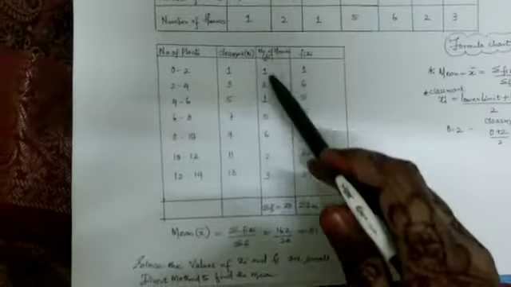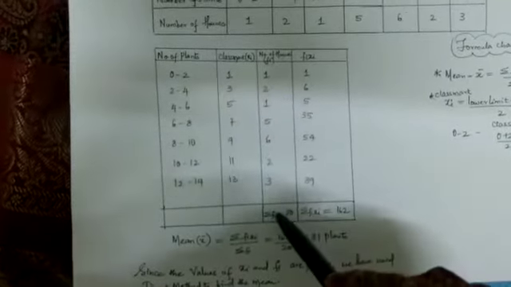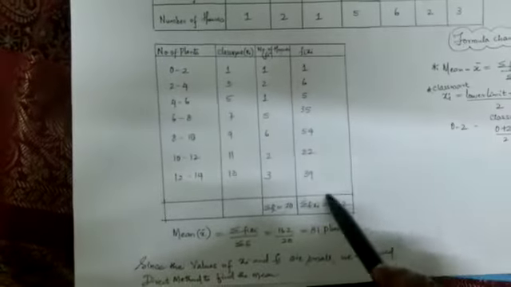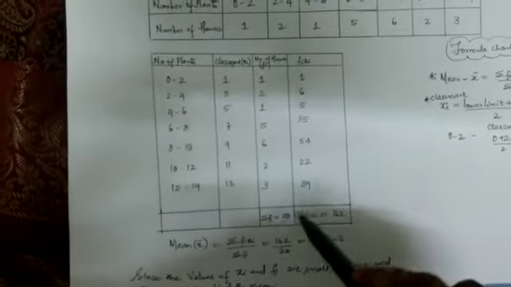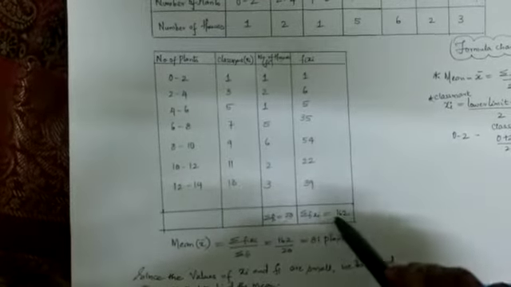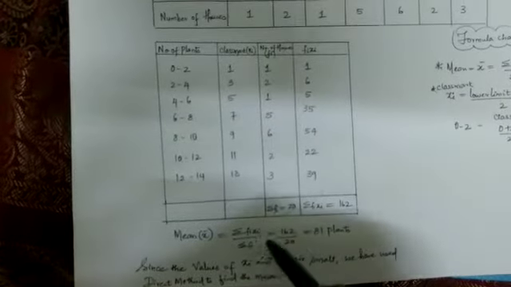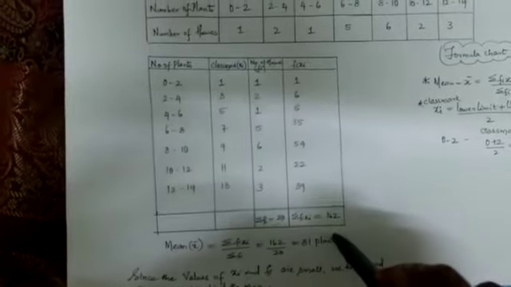Now when I sum this column, I'll be getting my total number of observations. So that is sigma fi equals 20. When I sum up this column, I'll be getting sigma fi xi equal to 162. So I am ready with these two things. Directly I'll write the formula now. Sigma fi xi by sigma fi. 162 by 20 will give me 8.1 plants.